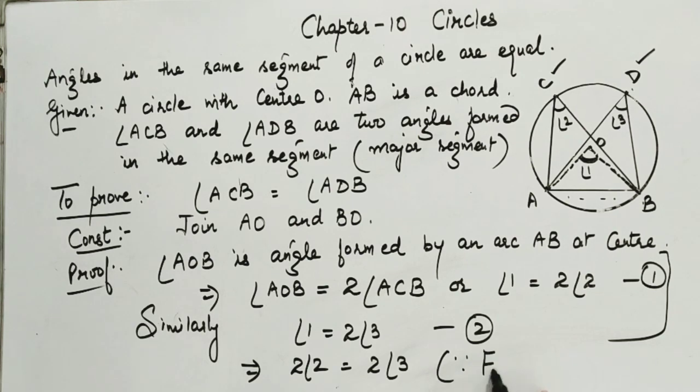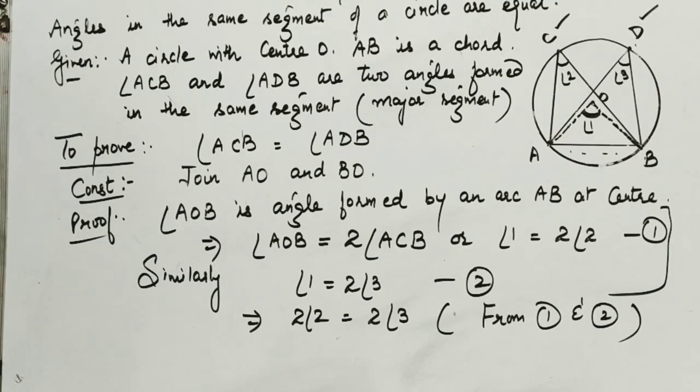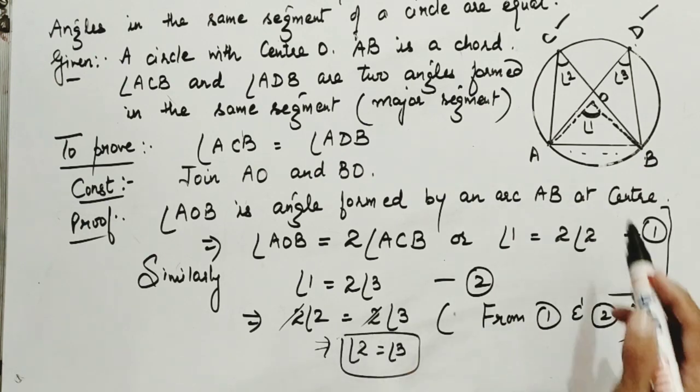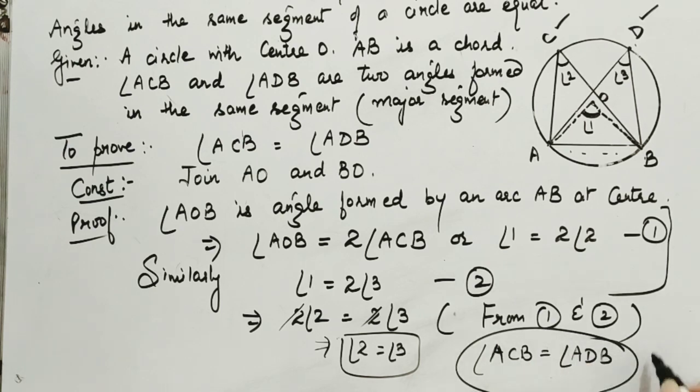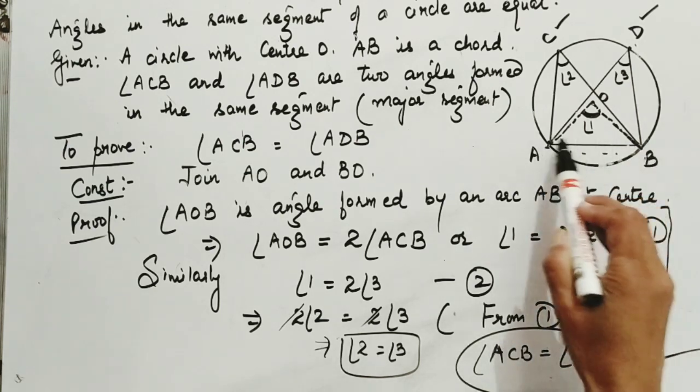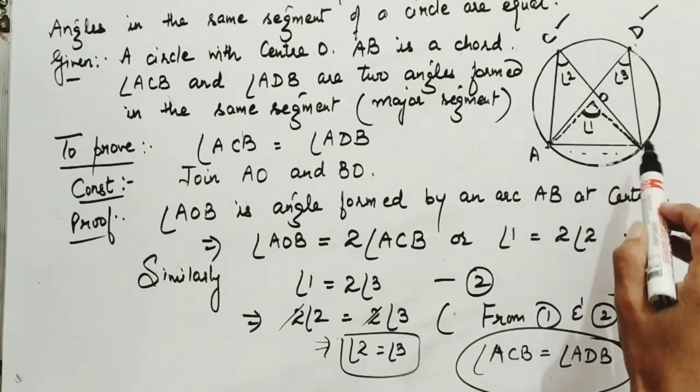From equations 1 and 2, the 2 and 2 cancel, so angle 2 is equal to angle 3. Now what are 2 and 3? Angle 2 is angle ACB and angle 3 is angle ADB. So hence our result is proved that angles which are formed in the same segment are always equal.